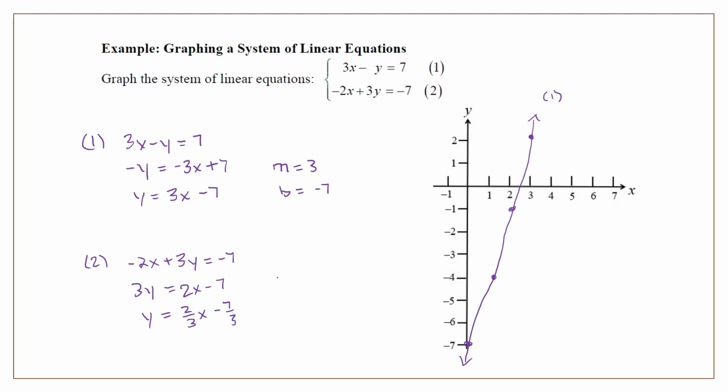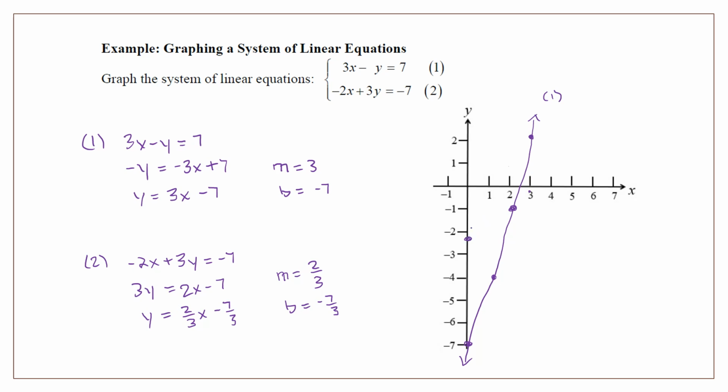Okay. So I now have my slope-intercept form where my slope is 2/3 and my y-intercept is negative 7 over 3. Y-intercept b is negative 7 over 3, which is roughly negative 2 1/3. So that is right here.